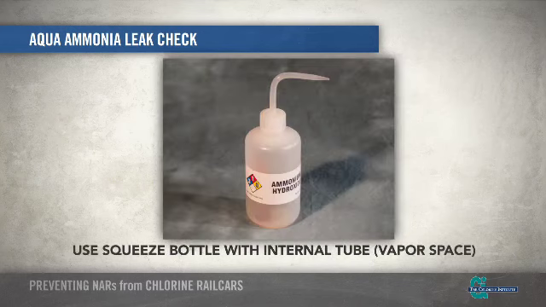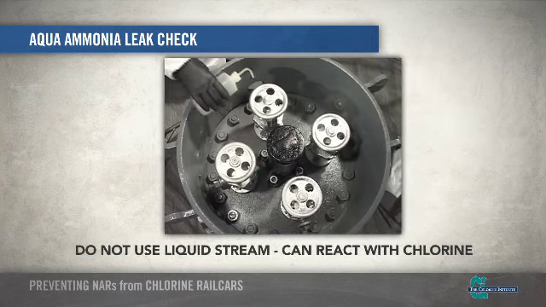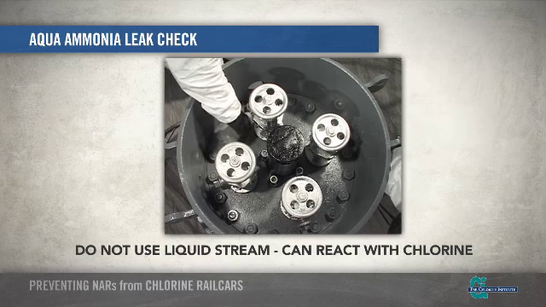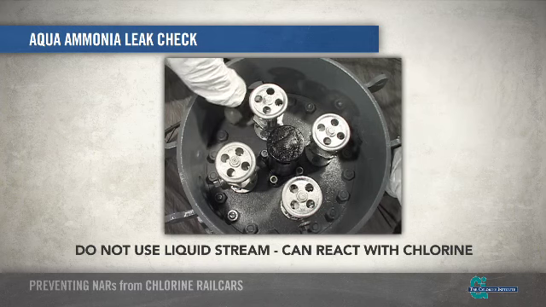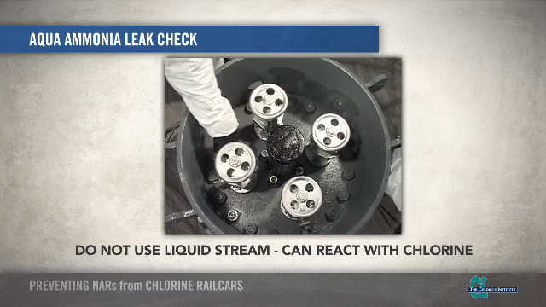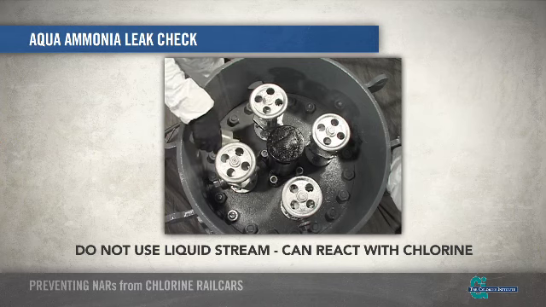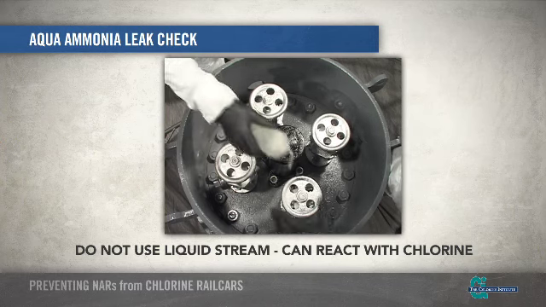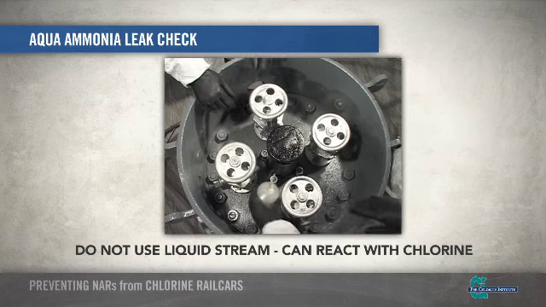A common method for dispersing the aqua ammonia solution around the suspect area is to use a squeeze bottle with an internal tube that only extends into the vapor space of the bottle. It is important not to use a liquid stream when performing the aqua ammonia leak check, because if a leak is present, the liquid can react with the chlorine, cause corrosion, and ultimately make the leak worse.